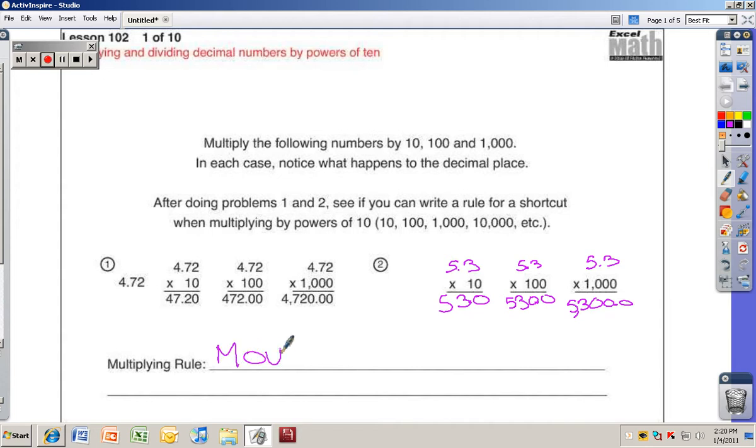Can you always know how many spots to move it to the right? You move it to the right the same number of what? That's right, the same number of zeros. Okay, so move the decimal to the right the same number as the zeros.